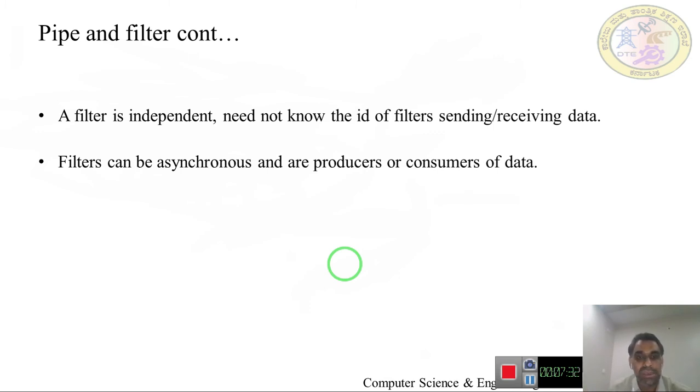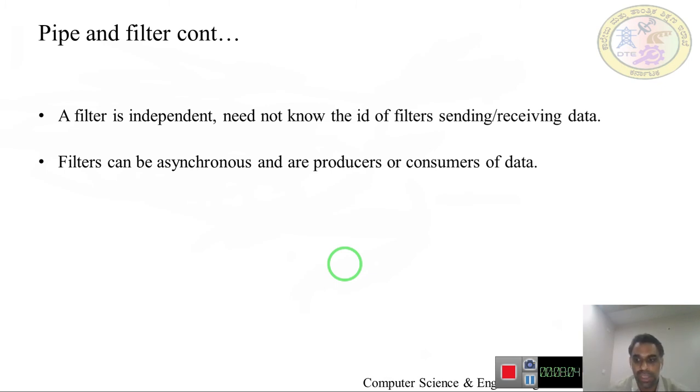Then filters can be asynchronous and are producers or consumers of data. So what do you mean by asynchronous? That is, in the data flow, a filter acts like a producer or a consumer, but the moment the data is generated, it is not mandatory to consume the data. So there need not be a synchronous flow of data. It can be asynchronous. Fine. So one would be producing the data and at the other end, the filter would be consuming the data.